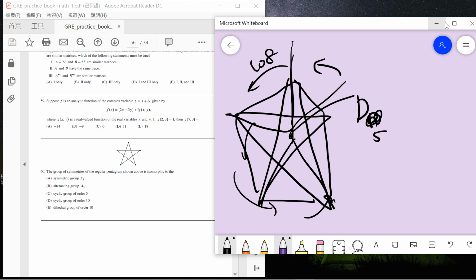So for this type of question you just need to think carefully, then you know the answer. So nothing special in number 60. Okay, thanks.